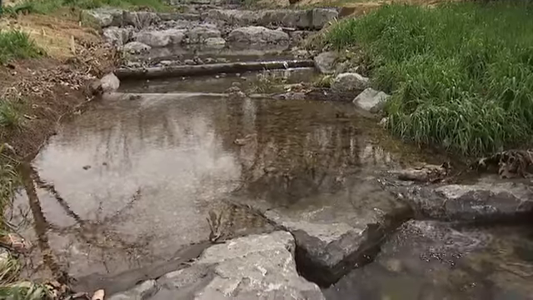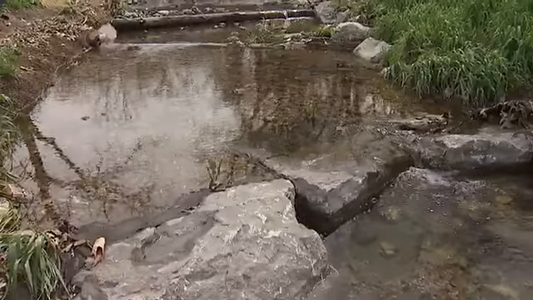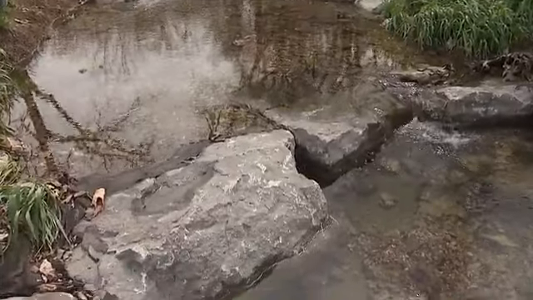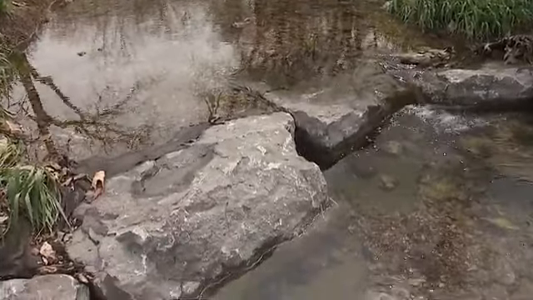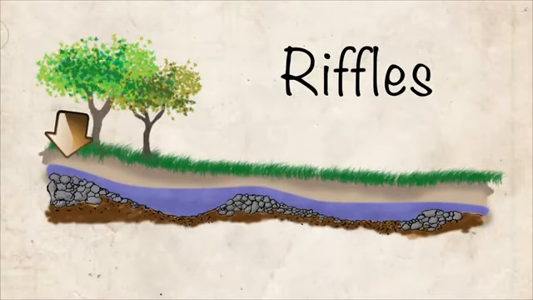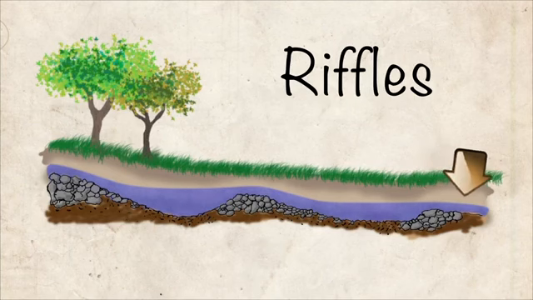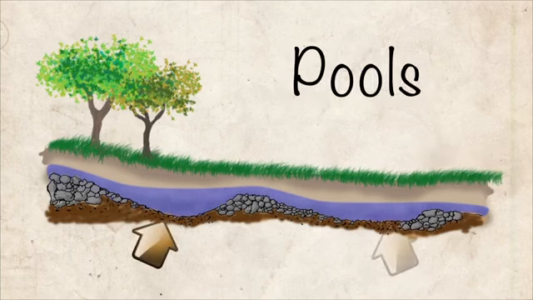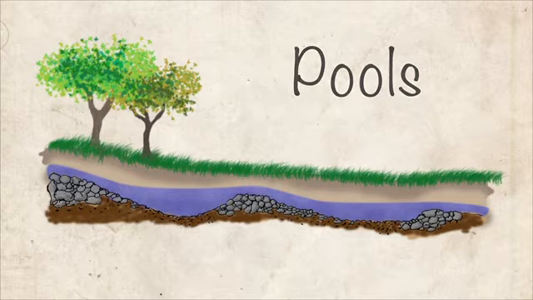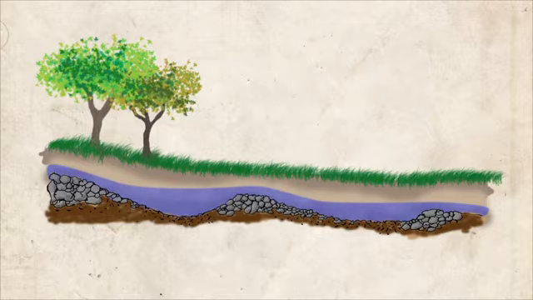Another way streams control flow is through their structure. Streams naturally form riffles and pools. The riffle is the part of the stream of the greatest slope and it's very shallow. At the bottom of the slope is a pool. It's a large, deep area of relatively still water. This is where fish and plant life thrive within a stream. Further down the stream, this pattern of riffles and pools will repeat.